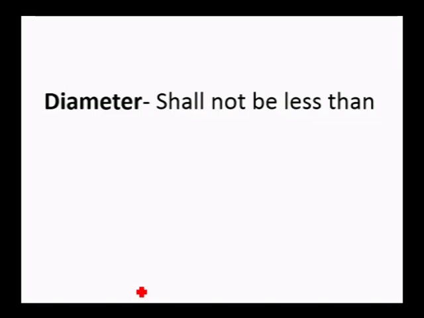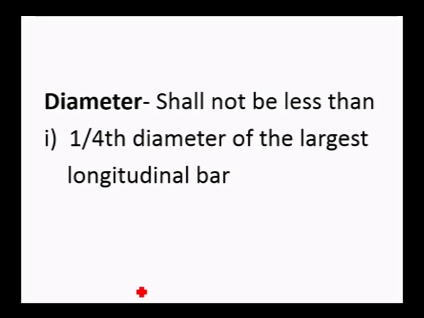Then the diameter. The diameter of the lateral ties shall not be less than 1/4 the diameter of the longitudinal bar. Whatever the longitudinal bar diameter provided, divide that by 4, and then 6 mm. Of these two, whichever is more, that we have to consider. For example, if 20 mm diameter bars are used, 20 divided by 4 equals 5 mm, and the other is 6 mm, out of which the maximum is 6 mm. We have to provide 6 mm diameter bars. Like this, we have to calculate and find out the diameter of the lateral ties.